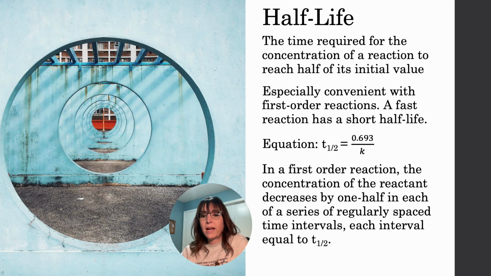But in a first-order reaction, the concentration of the reactant decreases by 1/2 in each of a series of regularly spaced time intervals. So say you start with 100. In, let's just say an hour, you're going to have half of that. Well, that would be 50. In another hour, you'd be down to 25. Then you'd be down to 12.5. And then you'd be down to, I think you get the point. The math there, that equation makes life really easy.